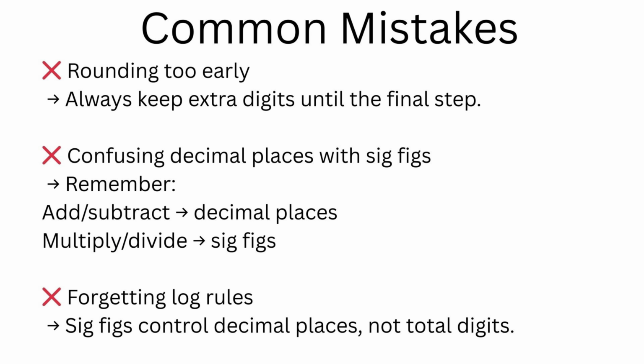In closing, significant figures aren't about being picky. They're about honesty in your measurements. Once you see them as a way to communicate uncertainty, the rules stop feeling random and start making sense.